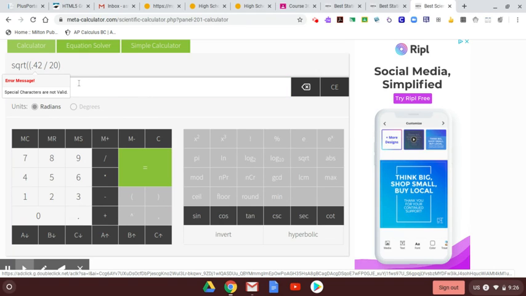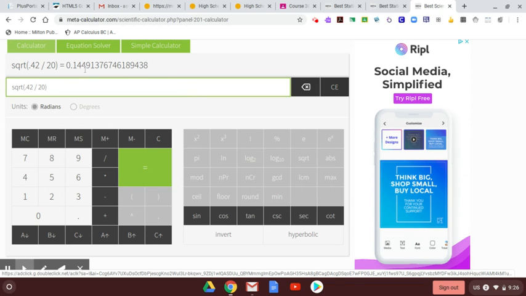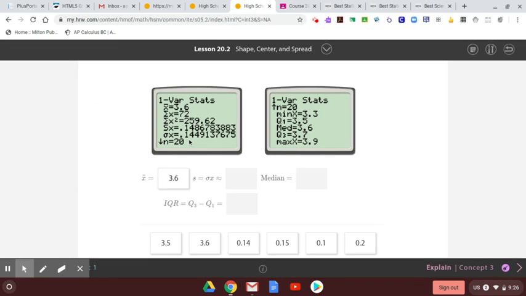Oops, we had an extra thing there. Okay, and then that will give us the 0.1449, which was the exact same value that the calculator gave here, 0.1449. Okay, but then we're just rounding it to two decimal places, so 0.14, we'll put there.